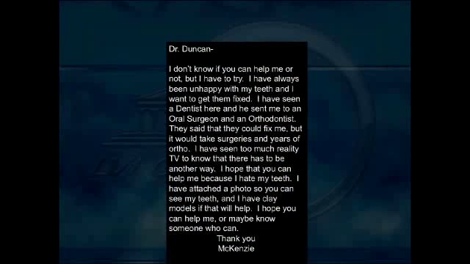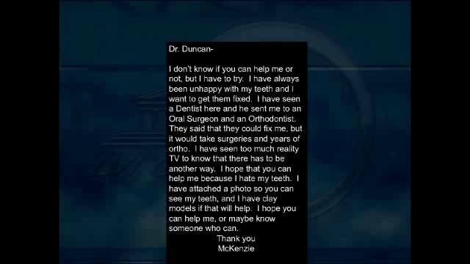There's another patient who sent this email. At this point, she wasn't a patient, but she says, "I don't know if you can help me or not, but I have to try. I've always been unhappy with my teeth, and I want to get them fixed. I've seen a dentist here, and he sent me to an oral surgeon and orthodontist. They said they could fix me, but it'd take surgeries and years of ortho. I've seen too much reality TV to know that there has to be another way. I hope you can help me, maybe because I hate my teeth. I've attached photos so you can see my teeth, and I have clay models if that will help. I hope you can help me, or maybe know someone who can."